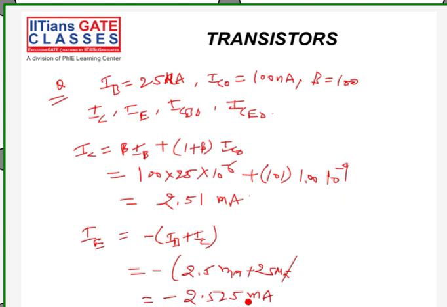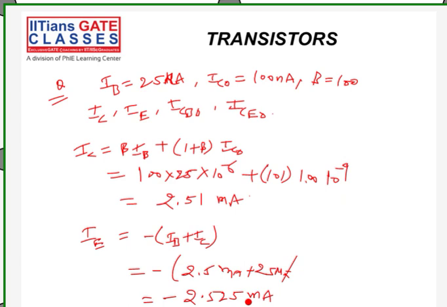So here we can see the negative sign indicates that IE flows out of the transistor. IE is coming negative, it means IE flows out of the transistor, because we have taken all the currents as I entering into the device, B entering into the device, C entering into the device. If it is coming negative, it means it is out of the device. So that is why the negative sign says that I is flowing out of the transistor.